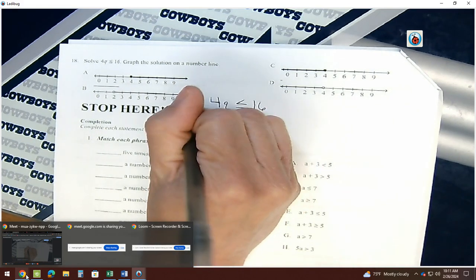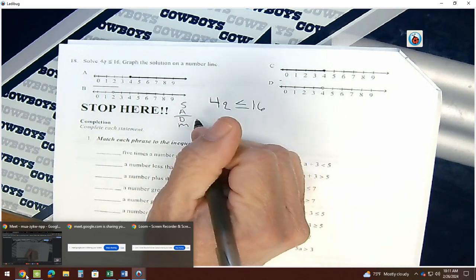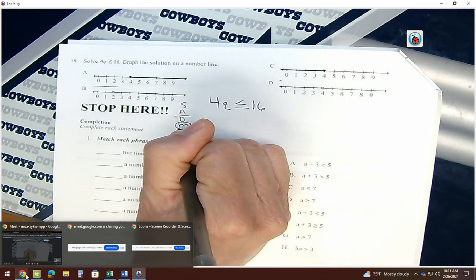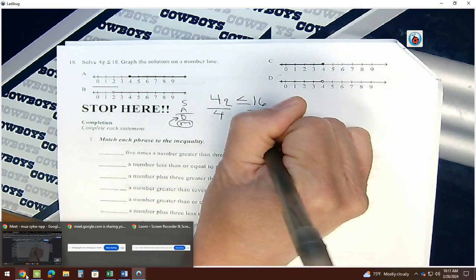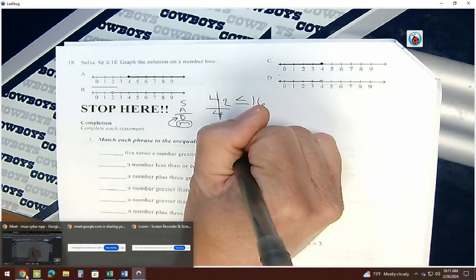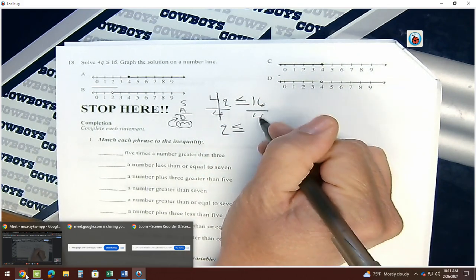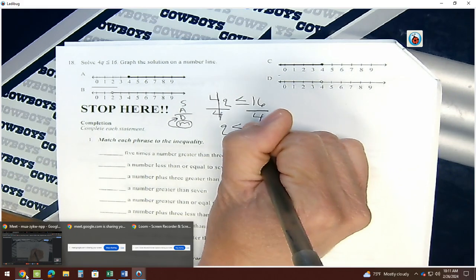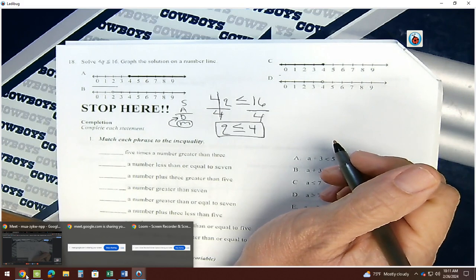Wait, Sat M. It's divide, right? No. Oh, wait. A number next to a letter means multiply. So what are we going to do? Divide. Divided by 4. Divided by 4. What happens with the 4s? They cancel. Who's by himself? Q. Bring down the symbol of less than or equal. 16 divided by 4 is 4. So we have the inequality: Q is less than or equal to 4.